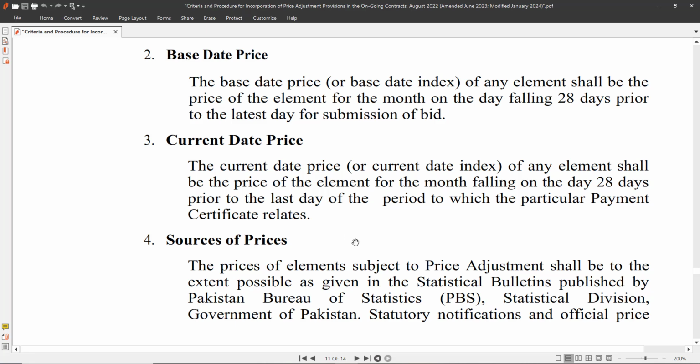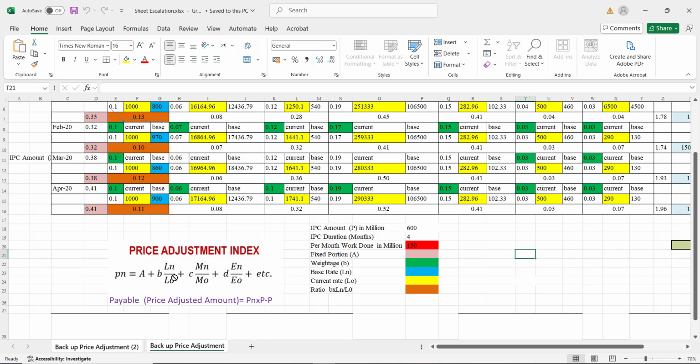Okay, sources of prices. Where can we take the price from? Because in the open market there is a lot of variation. Some dealers give it at one rate, some with taxes. So for the base price, it is the responsibility of the government to issue a bulletin of each item statistically on a monthly basis. The prices of elements subject to price adjustment shall, to the extent possible, be as given in the statistical bulletins published by the Pakistan Bureau of Statistics, Statistical Division, Government of Pakistan, a statutory publication and official price. So these are very important. Base price and current price, we should know about this. This Ln is the current and L0 is the base price. Then coming to the next item.